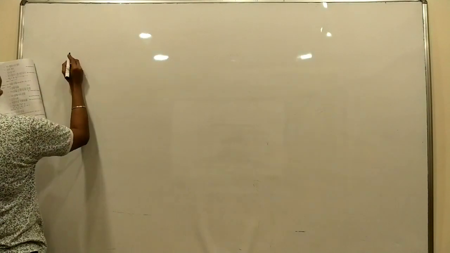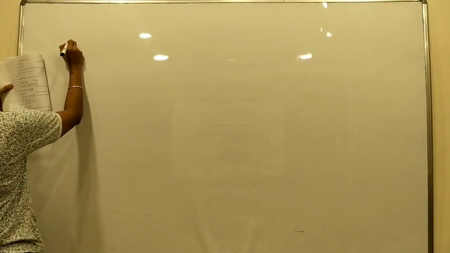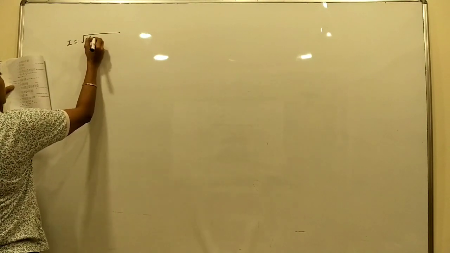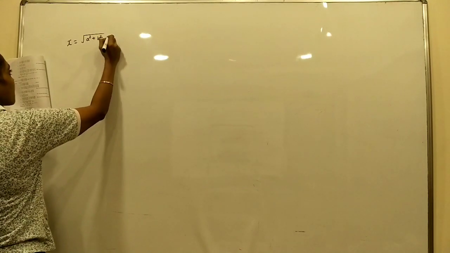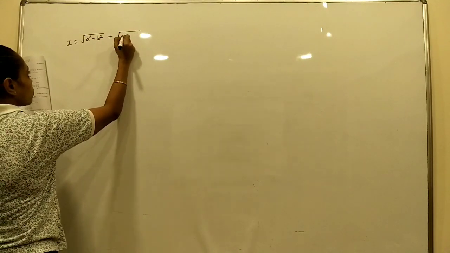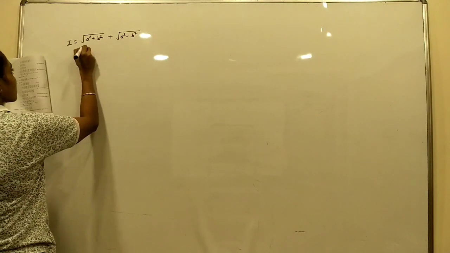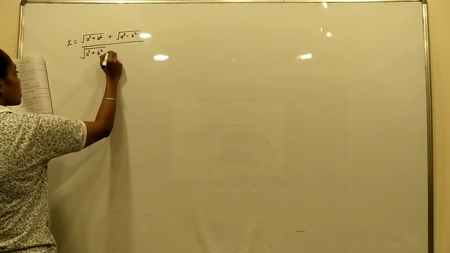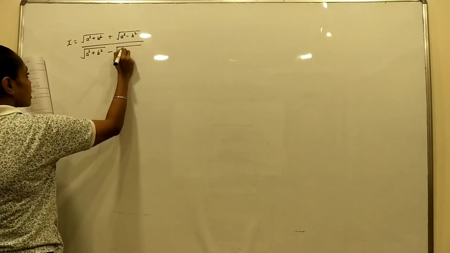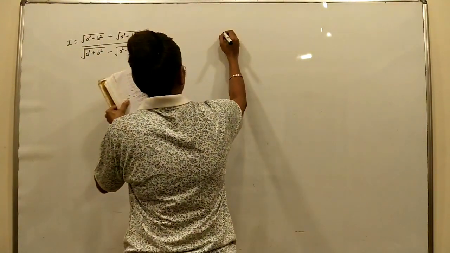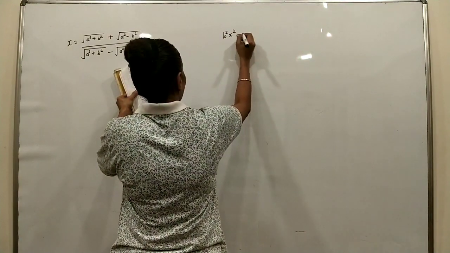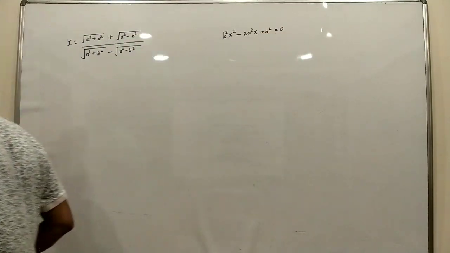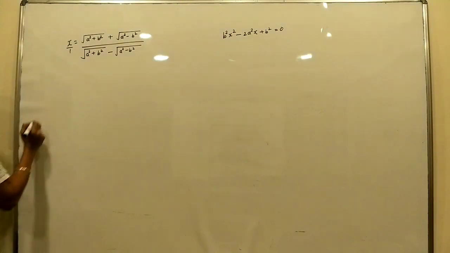Example number 9. If x is equal to root of a square plus b square plus root of a square minus b square upon root of a square plus b square minus root of a square minus b square, then you have to prove that b square x square minus 2a square x plus b square equal to 0. Here x is there, so I put 1 under x.